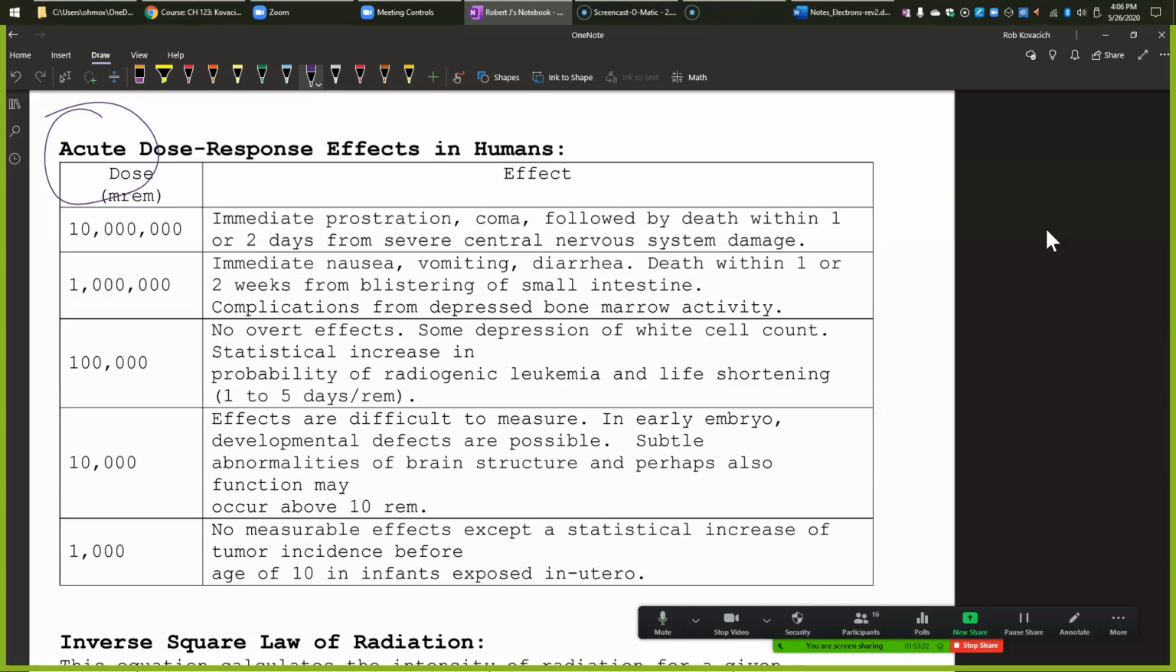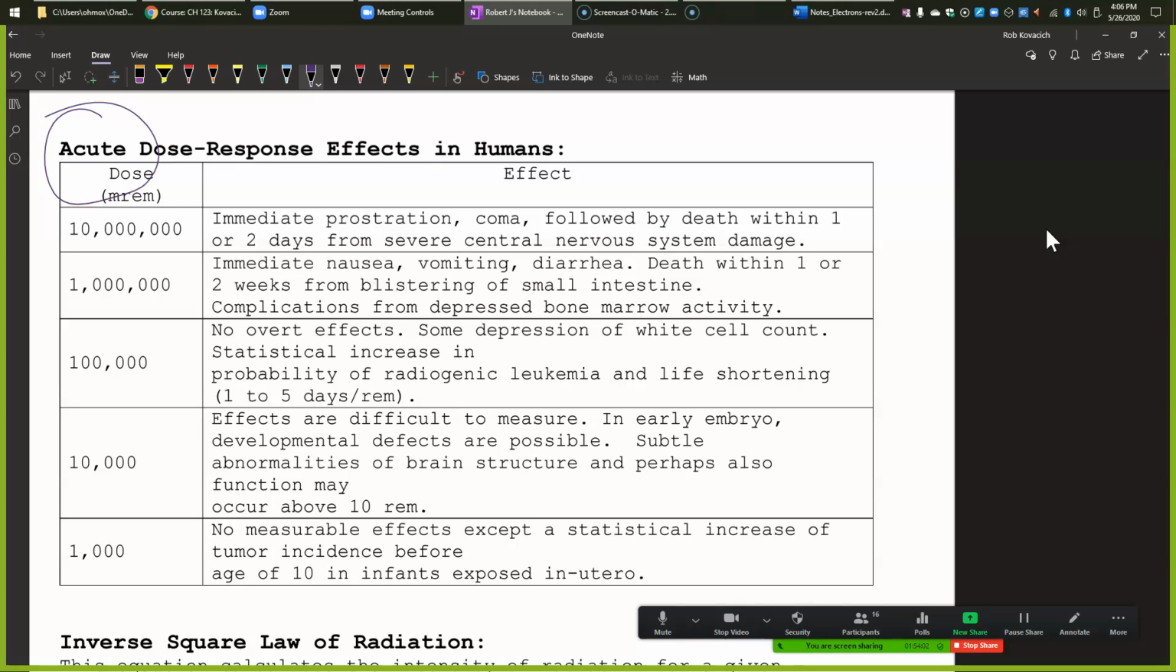That's true, but you're missing one more thing. In utero. What does that mean? Infants, when they're not born yet, when they're in the uterus. Okay, so if a pregnant woman is exposed to 1,000 millirem all at the same time, there's a statistical increase that the child will have a tumor before the age of 10. Yeah, you didn't notice that? Why the child and not the mother?